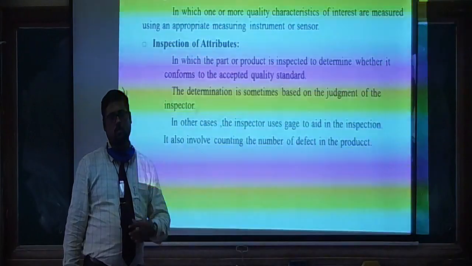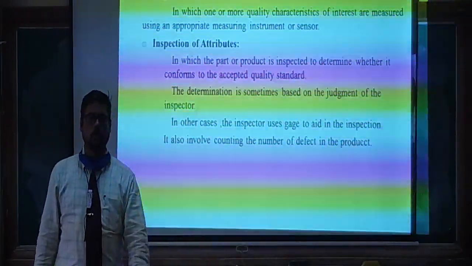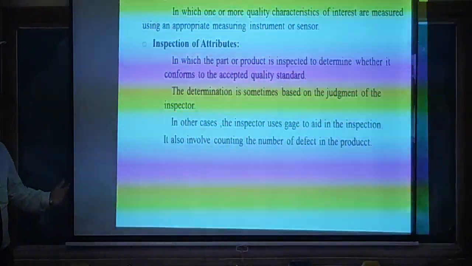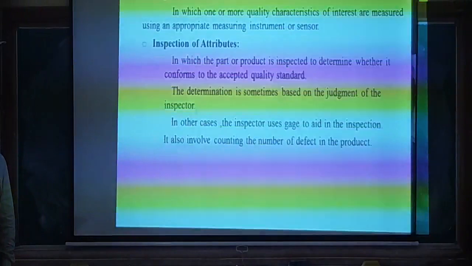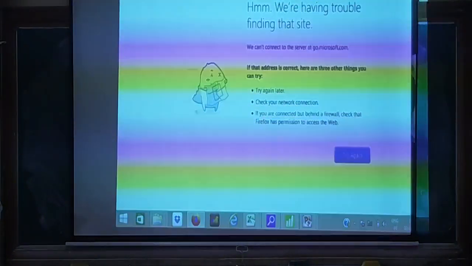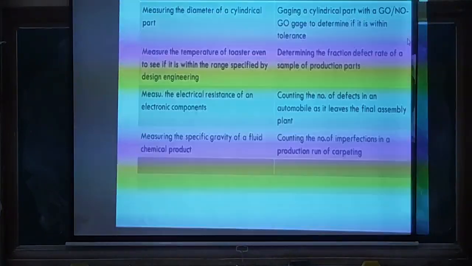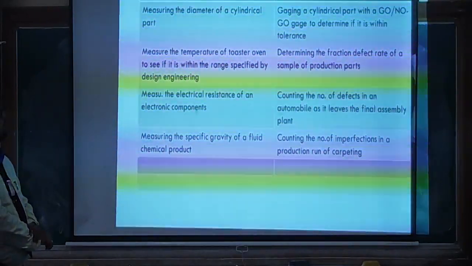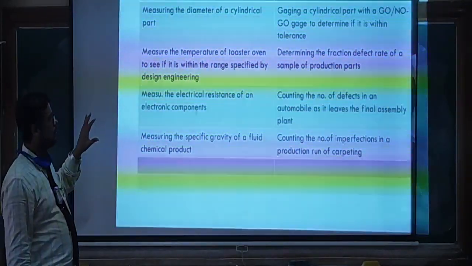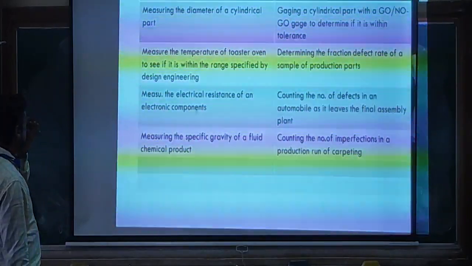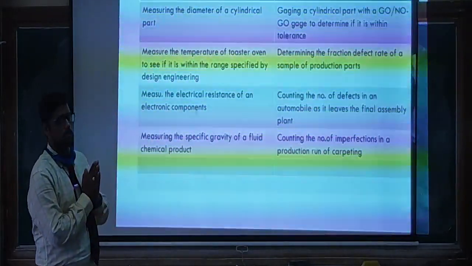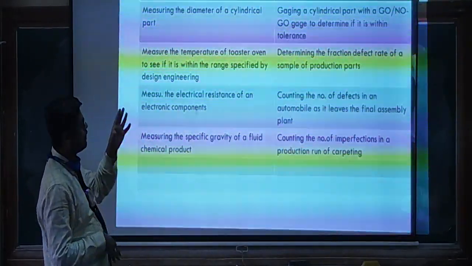So how many defects are there in the product? That count will give one more type, so that is the inspection with the help of attributes. So next is the inspection for variables and inspection for attributes. In the last class I just briefly went through these slides, but today I'll take them one by one: examples of inspection for variables, and examples of inspection for attributes.